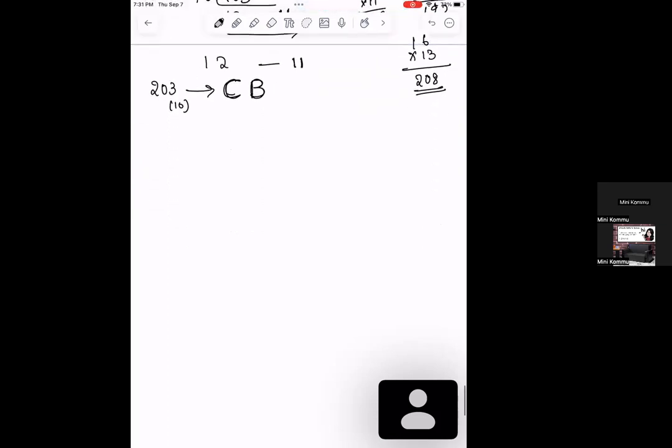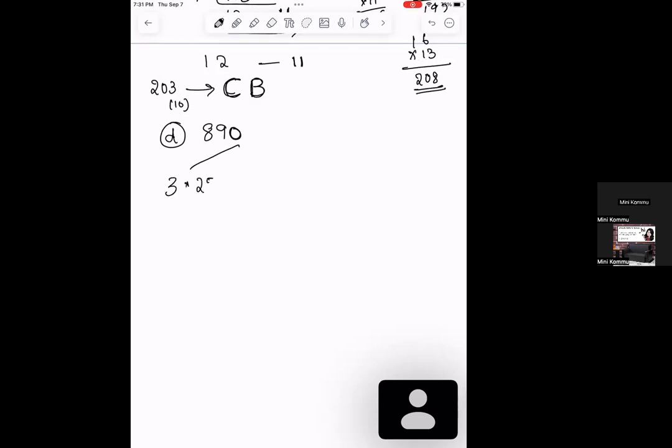How about 890? Now, you can use the same procedure to go ahead and do it, or you can also use factorization, like prime factorization, to go ahead and do it. What do I mean by that? So I can write 890 as 3 multiplied by 256 plus 7 multiplied by 16 plus 10.